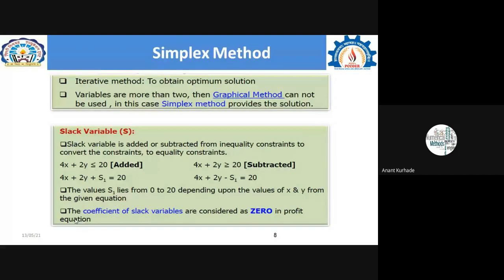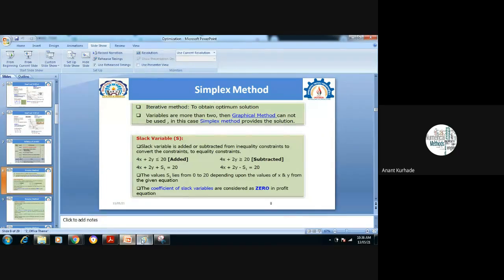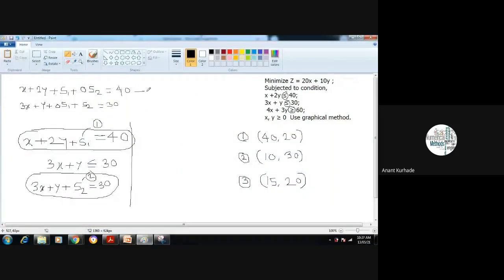So now what is written here? The coefficients of slack variables are considered as 0 in the profit equation. That means what? Now see again. Here we have written this equation number 1. Is it visible to all?